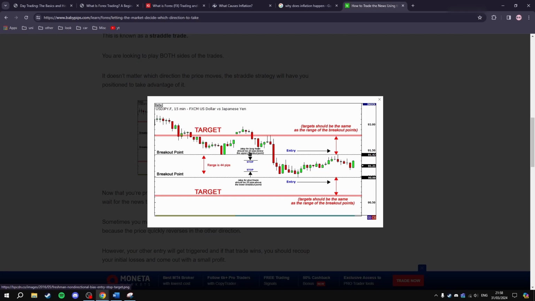Stop for the long trade should be 20 pips below the upper breakout point. So stop level should be around here, so that in case it doesn't go up and it drops down instead, the stop triggers and stops the trade. For the short one, when shorting it, stops should be 20 pips above the lower breakout points. So if it doesn't go down and instead goes up, then it stops the trade as well from losing too much money.